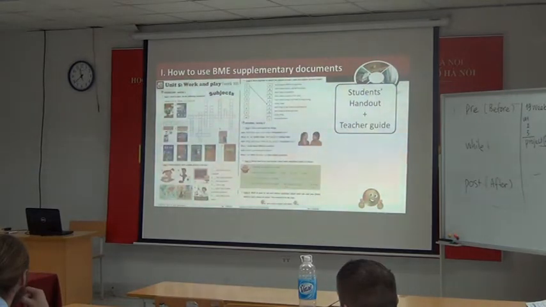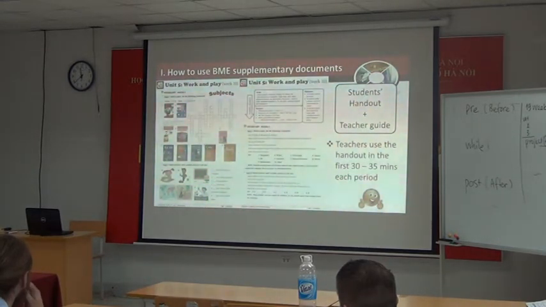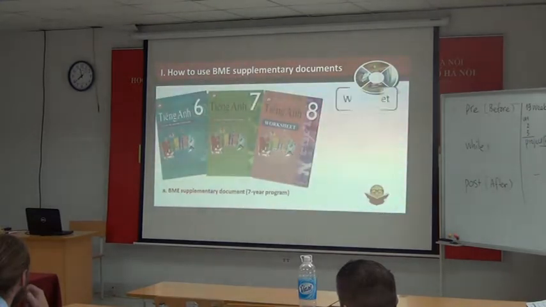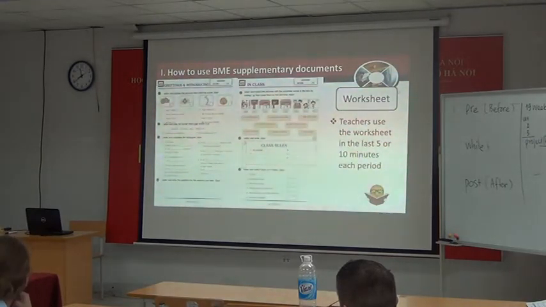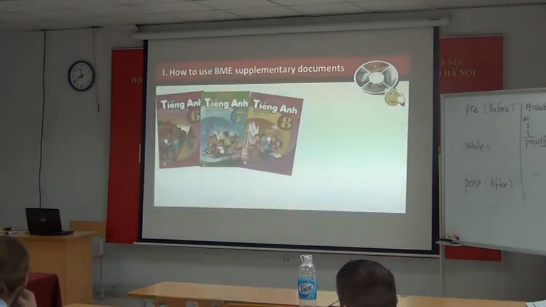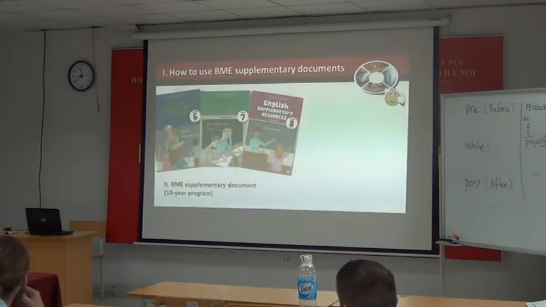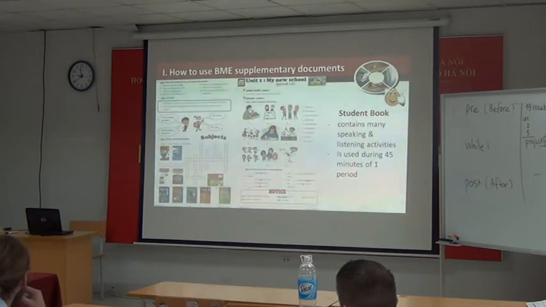And this one is the student handout. It is for the 7-year program, the old version textbook. So you use it in the first 35 minutes and the worksheet in the last 10 minutes. And this one is a student book printed in color, so it contains a lot of speaking and listening activities.